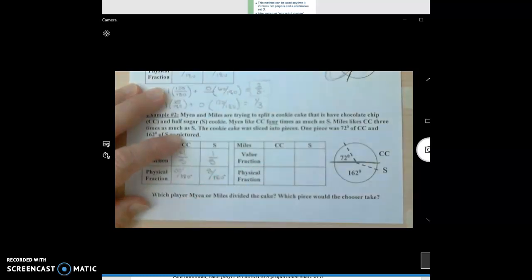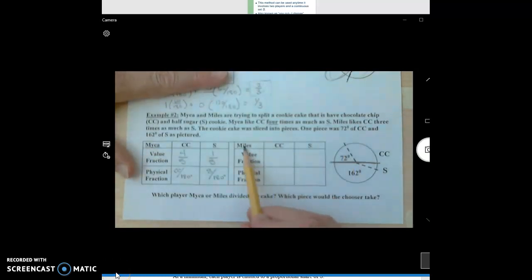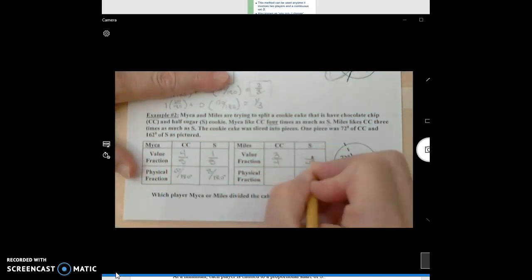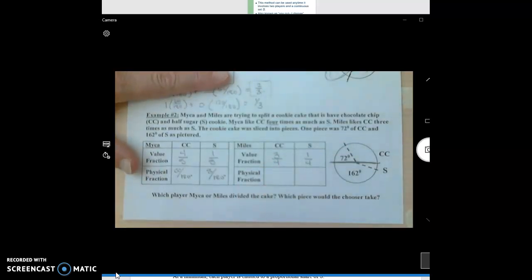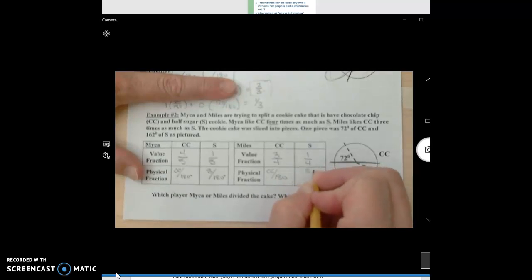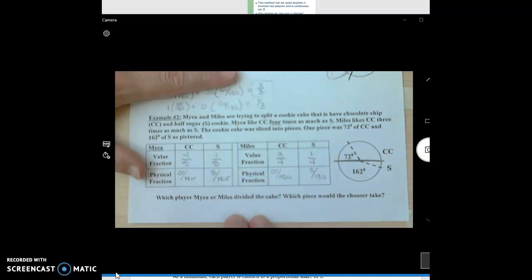Same thing over here. Miles likes chocolate 3 times as much as sugar. So that would be out of 4. Chocolate chip was 3 times as much and sugar was 1. All right. And then our physical fraction, same thing. Chocolate chip out of 180 and sugar out of 180. All right. So let's see how much each values the piece that was cut here.